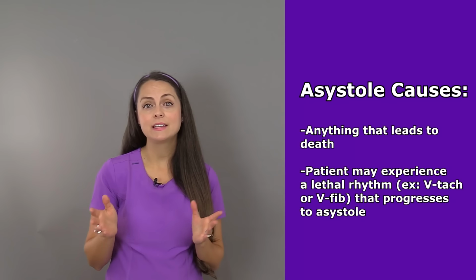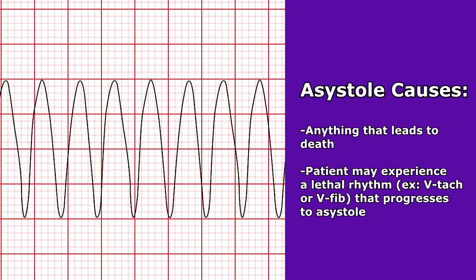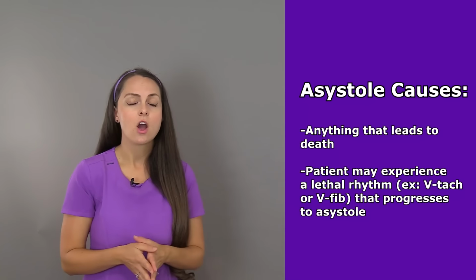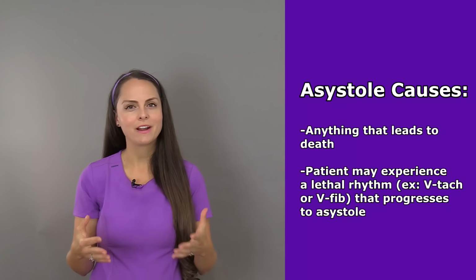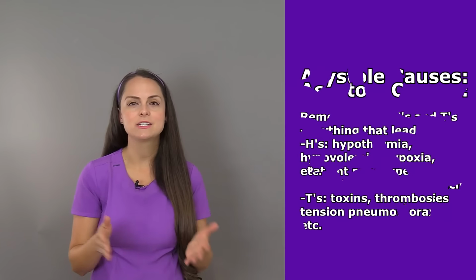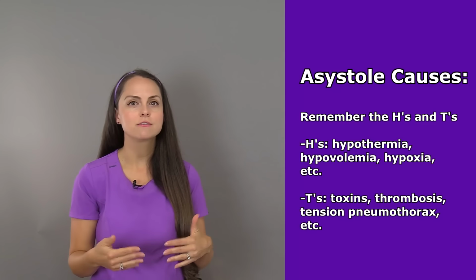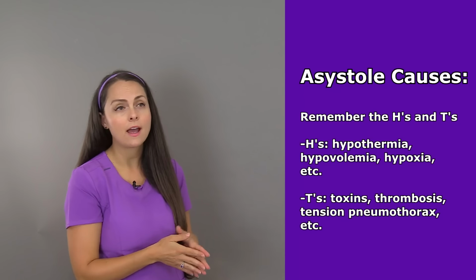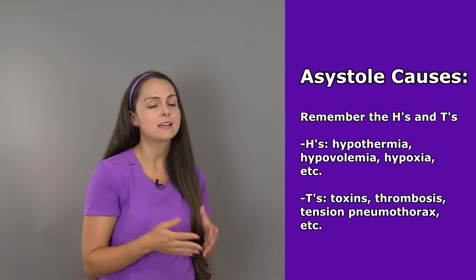Now, what can cause asystole? Well, really anything that leads to death. Many times this patient is in a lethal rhythm like VTAC or VFib, and it's untreated and it progresses to asystole where this heart quits contracting. Whenever we take ACLS to help prepare us for these situations, we're taught the H's and the T's. So you want to be looking at those H's and T's as potential causes for this rhythm. Some of those include hypothermia, hypovolemia, hypoxia, toxins, thrombosis, tension pneumothorax, and so forth.